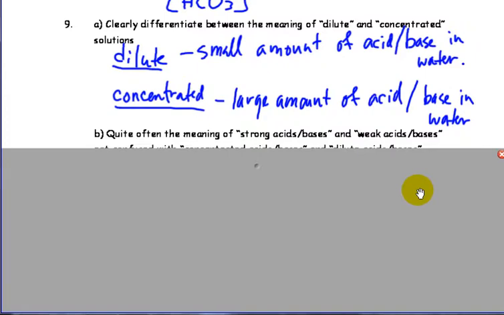Next, differentiate between dilute and concentrated. If we're just simply speaking relative to each other, dilute would have a small amount of acid or base dissolved in water, whereas a concentrated solution would have, well, more than that, a larger amount of acid or base dissolved in water.